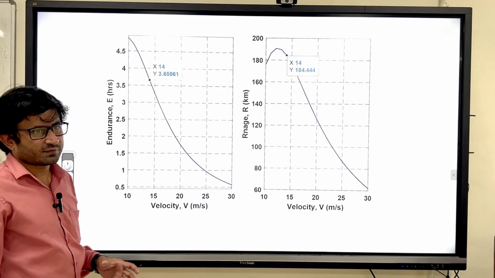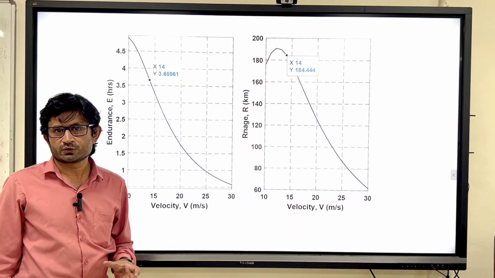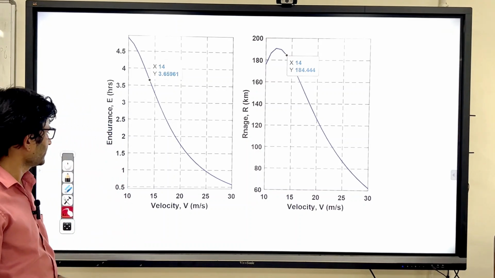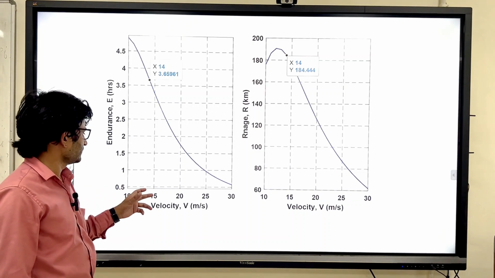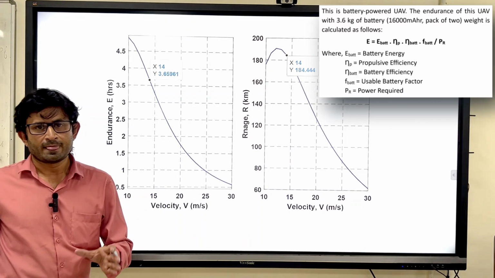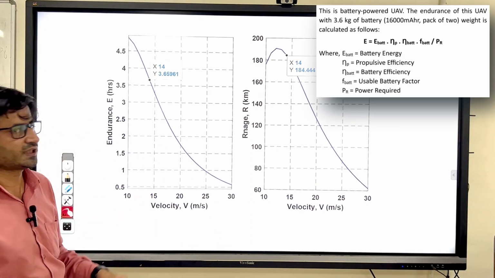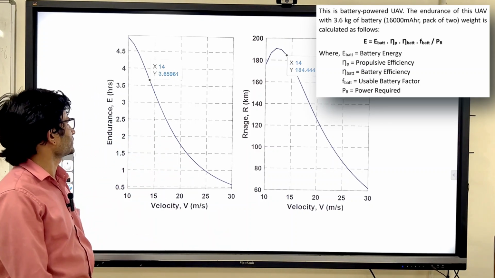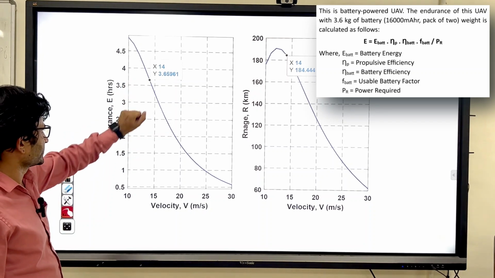Now, what was our requirement? Our requirement was at least 3 hour endurance at sea level. So now you can see that the stall speed is around the cruise speed, around 14 meter per second, and stall speed is less than 30% of this velocity. At 14 meter per second we are getting 3.6 hour endurance.